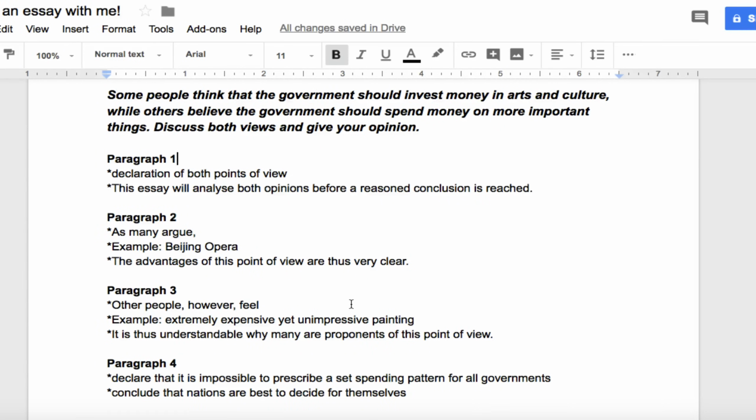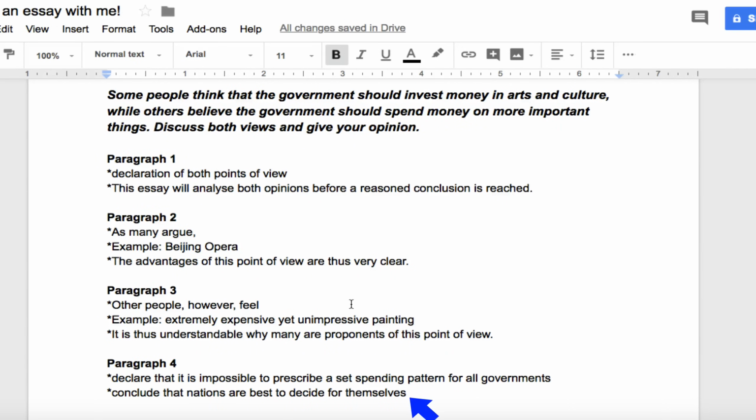Now actually, before I even start writing the essay, I already have a clear sense of what the conclusion is going to be. I feel that it would be impossible to prescribe a set rate of spending for all governments when it comes to arts and culture. So I know now that I'm going to conclude this essay by recommending that the many differences and nuances between nations means they are best to decide what spending is most appropriate for them.